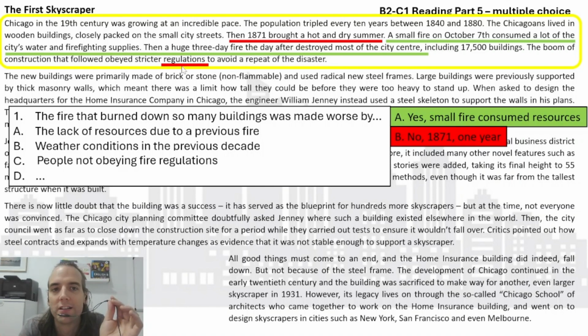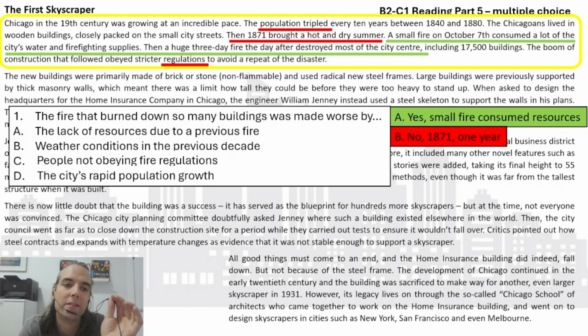People not obeying stricter regulations, or something about the population, which is relevant, but is it really what made the fire worse? Maybe make it a bit different from the correct answer by saying the rapid population growth, because it mentions that, but it's not such a good answer, such a direct cause as the small fire before it. So you see how I'm trying to build these questions.